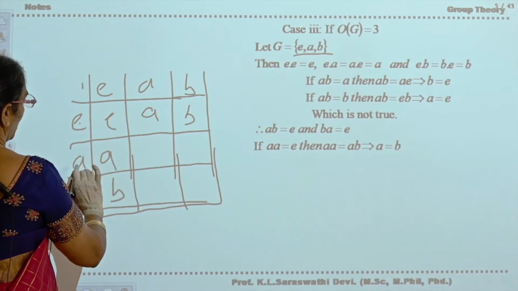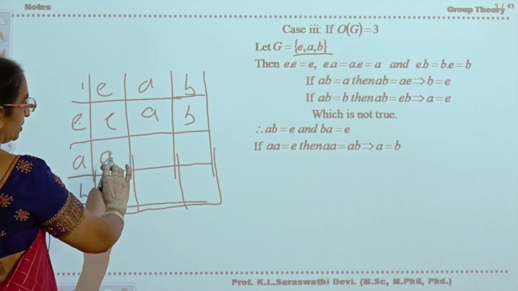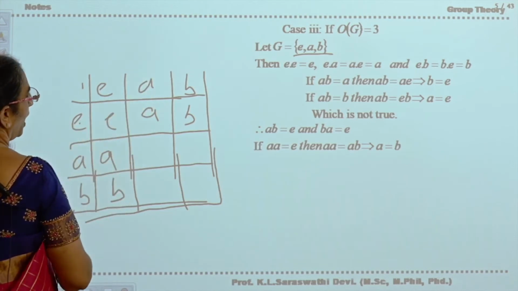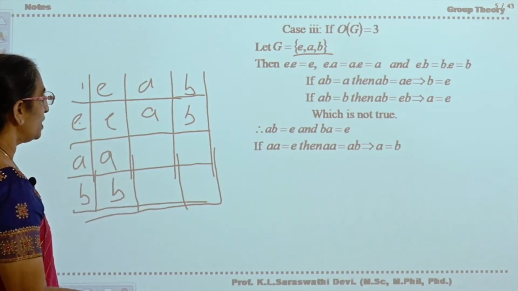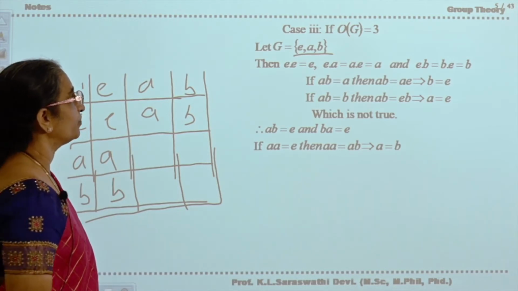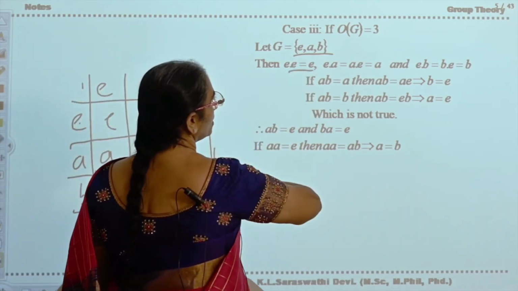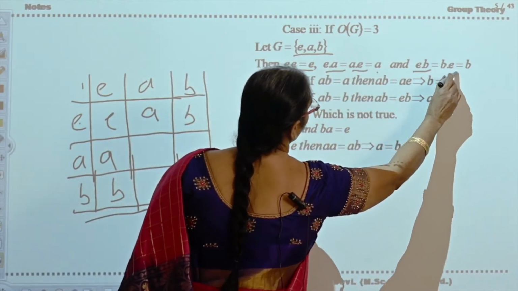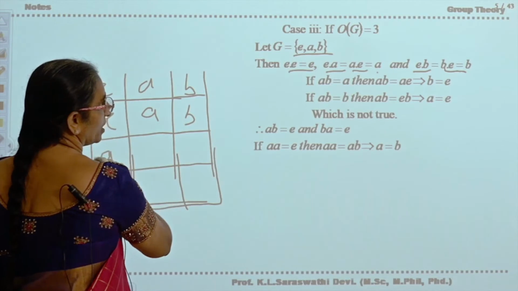Next, what you have to write? A dot A: because in this row A is already existing, A dot A should be equal to either E or B. E dot E is equal to E, E dot A is equal to A, E dot B is equal to B. That you have written already.